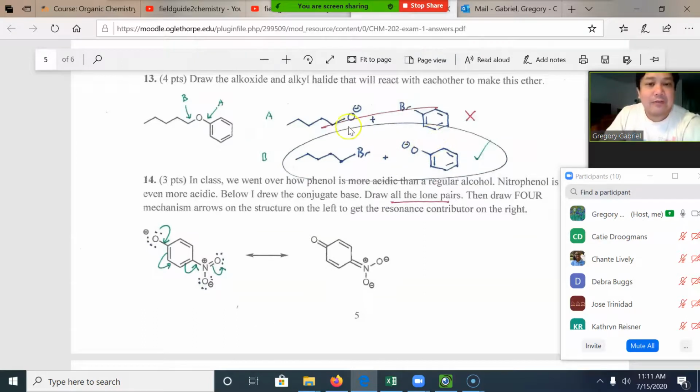Here, I tried to make the alkoxide the molecule on the left, but I realized that I'm trying to attack a secondary, oh sorry, an sp2 carbon. So that's not good. For Williamson ether, you have to attack a primary alkyl halide.